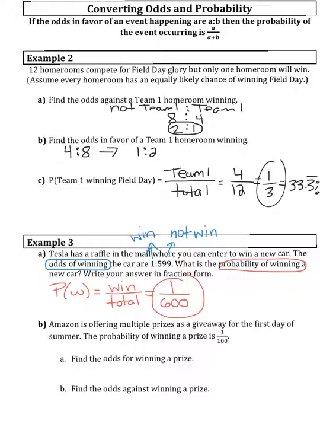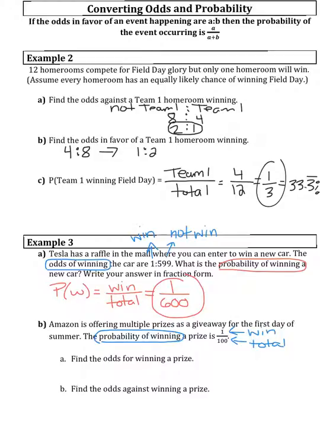Amazon is offering multiple prizes as a giveaway for the first day of summer. The probability of winning a prize is 1 to 100. Again, this is where I think it's helpful to just take a second and label. Since this is the probability of winning, 1 represents what? Winning. It's probability, so the denominator always represents the what? Total. By putting those labels on, it will help you to answer these questions quicker now.